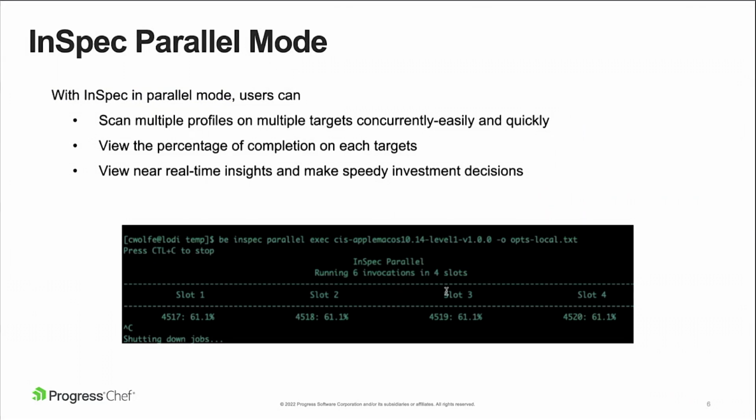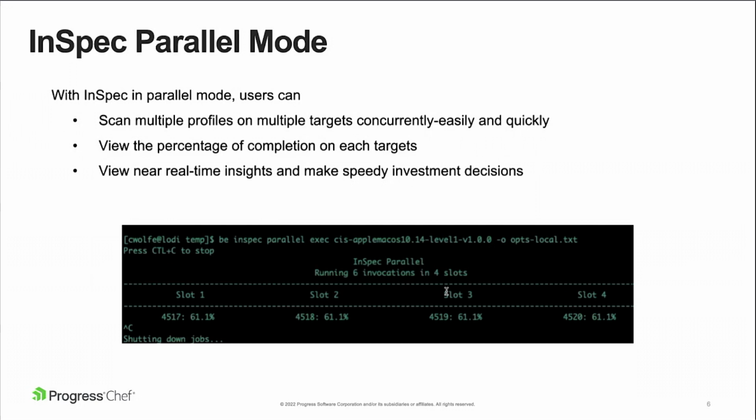Before introducing the InSpec Parallel feature, users could run only one scan at a time on a single target. So the pain point for compliance users is that the audit time taken to do a complete scan on a fleet of thousands of targets is very high and very humongous. In order to solve this pain point, we have introduced the parallel feature.